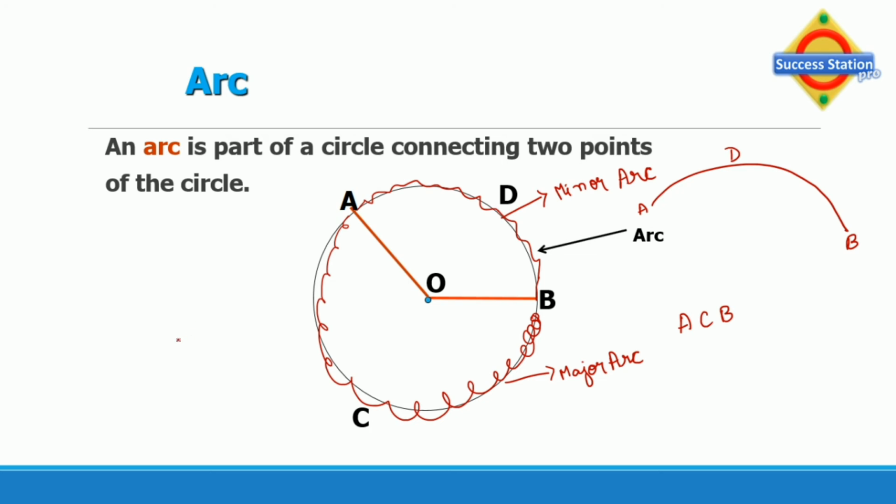Now how do we represent arcs? We represent an arc like this: A, D, B, and just a symbol like this. A, C, B, and the symbol like this. Obviously we know this is a minor arc and this is a major arc. Is it clear? Shall we move on? Okay.